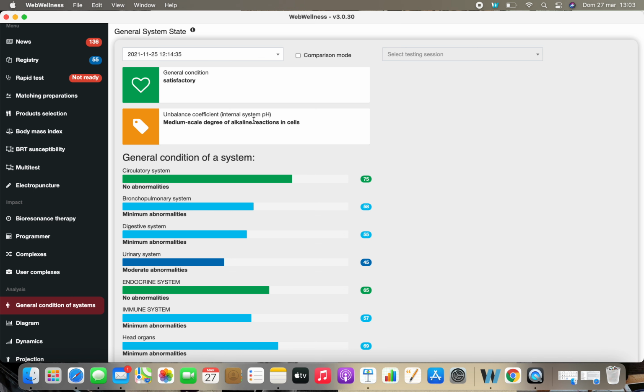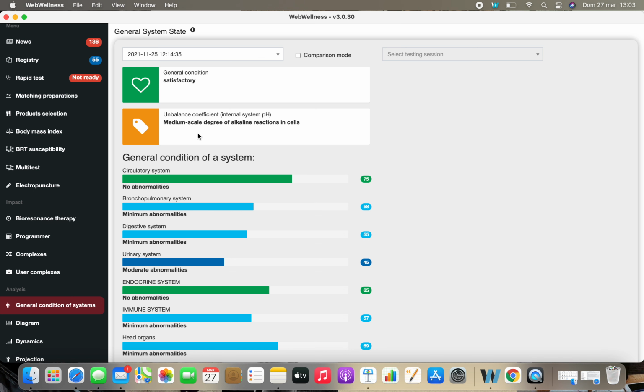When the pH is acidic, this is not good. It means that our lifestyle is not good: the food we eat, the water we drink, and basically our physical activity. With controlled food and water consumption, you can correct the pH level easily. Just look on the internet for which products are good for alkalinization. It should be a medium-scale degree of alkaline.